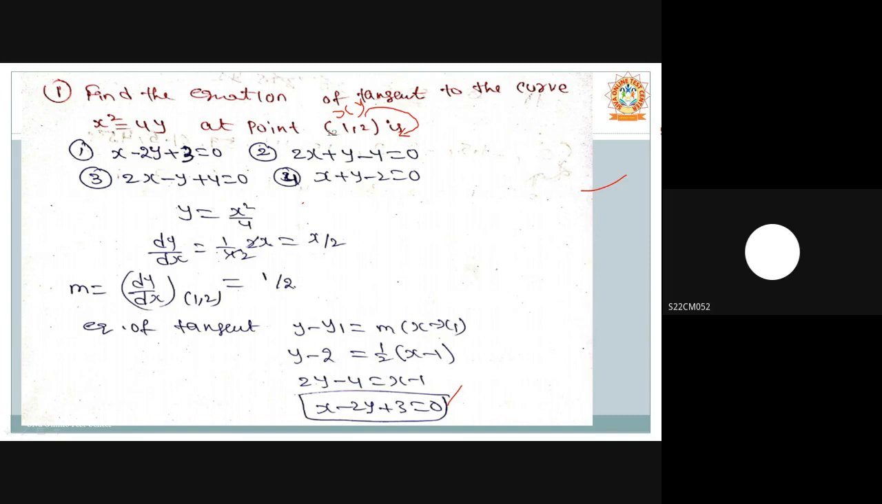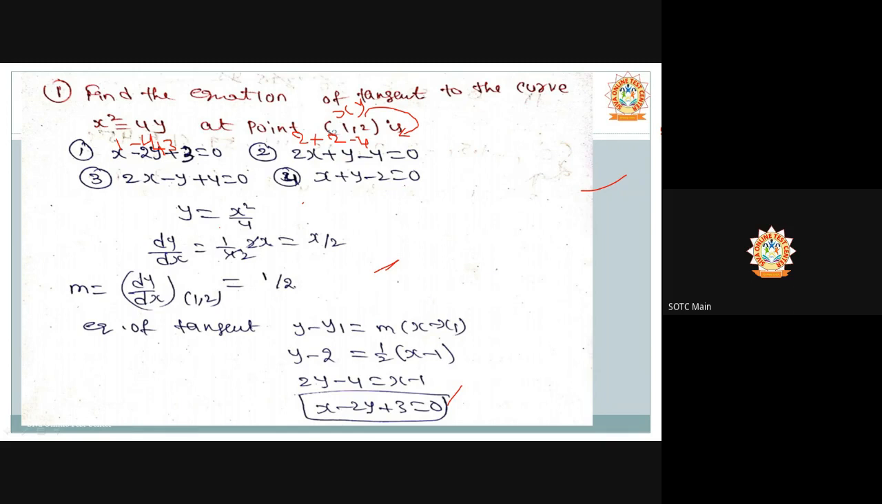If you substitute in option 1 and option 2: 1 minus 2 into 2 is 4 plus 3, yes, it is satisfying. Next, 2 into 1 is 2 plus 2 minus 4, yes, it is also satisfying. In this case, first try to check with the options. If more than one option is satisfying, go with the normal process.